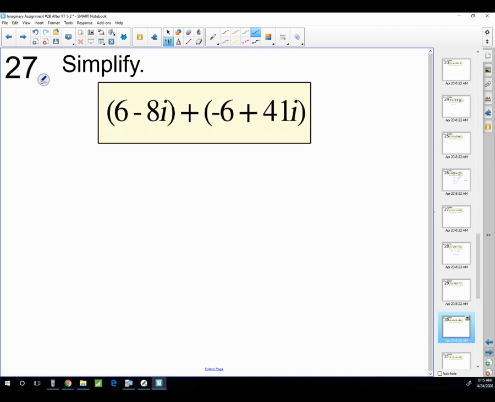27. That's just addition. That's just like terms. That and that are like, and they make 0. This and this are like, they make plus 33i. And you could put it in at Socrative as 0 plus 33i, or you could just put 33i. It's coded both ways.